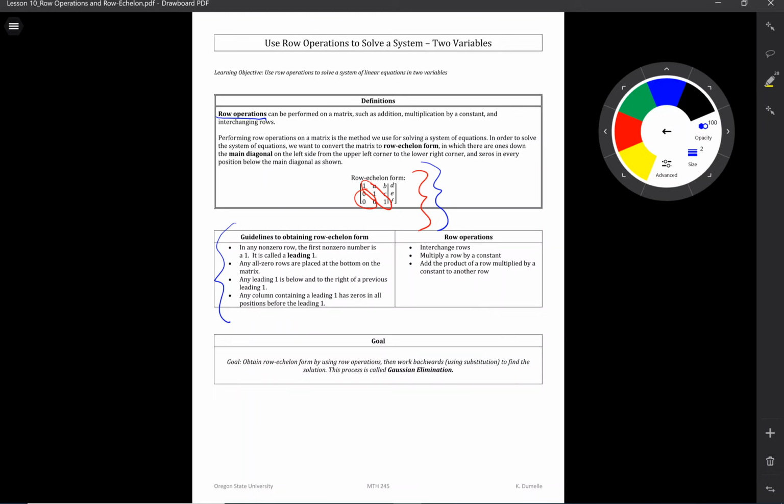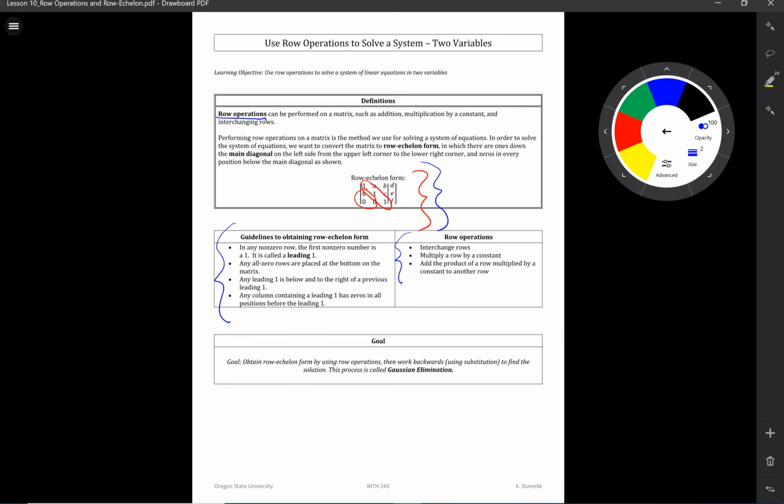But how do we get a matrix that's not in row echelon form into row echelon form? Well, we have 3 things that we can do in order to make this happen. The first one is we can interchange rows. We can swap 2 rows with each other. We can also multiply a row by a constant, by a number. And we can add the product of a row multiplied by a constant to another row. This might be a little bit confusing, but we're going to do an example that will hopefully clear it up.